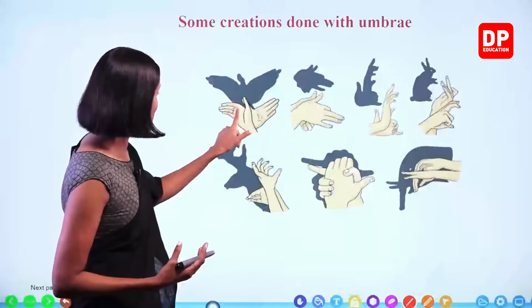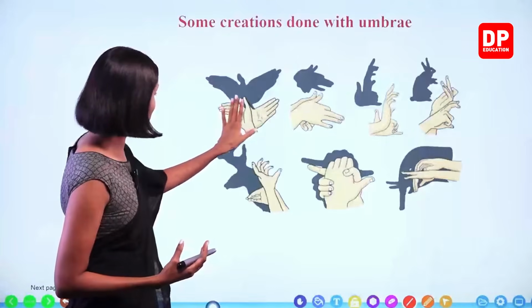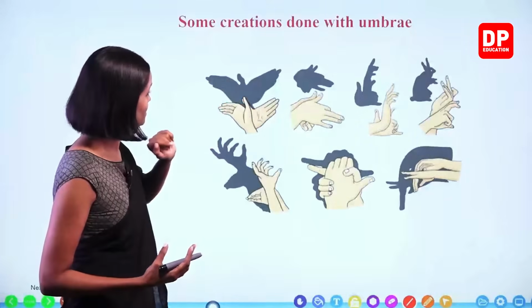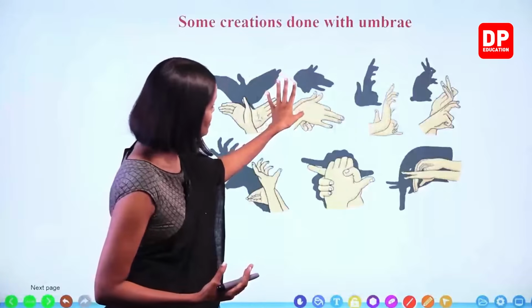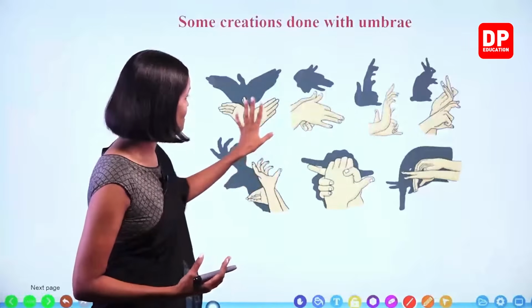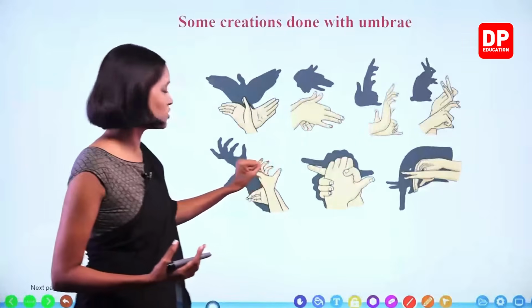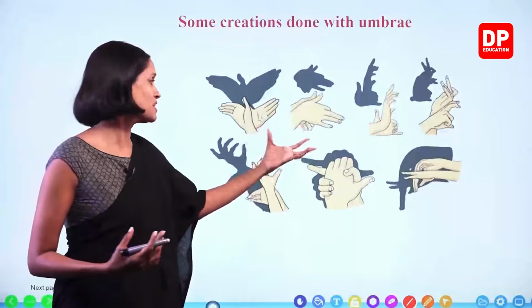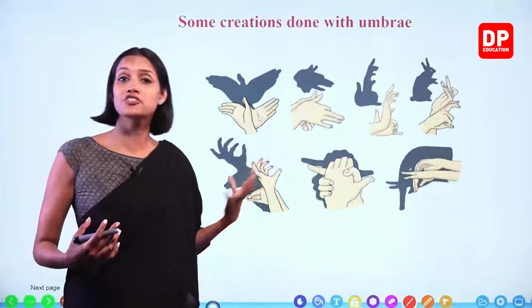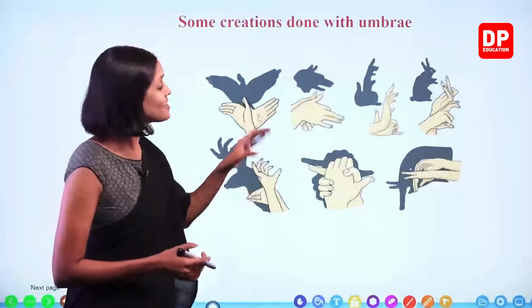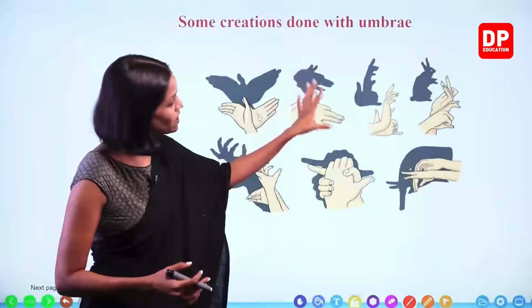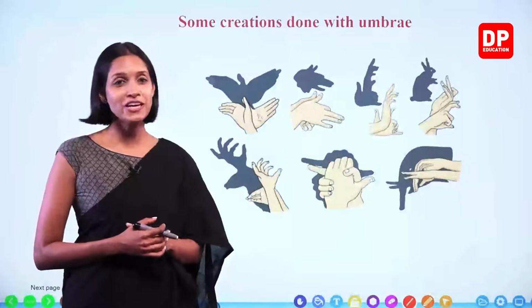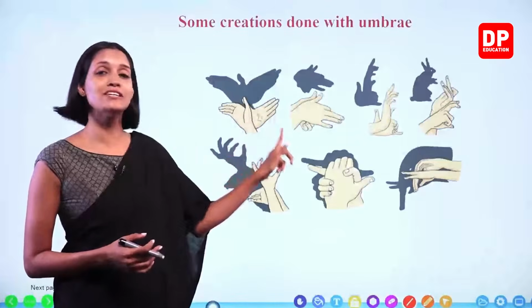So look at these. Now, this shape, when you make it like this, it looks like a bird, right? This is like a dog. So likewise, you can make different animal shapes, not only animal shapes, you can even make other shapes like trees, like flowers also. Right, children? These are very interesting activities you all can try out at home. Okay, so we are going to watch a video clip related to this.